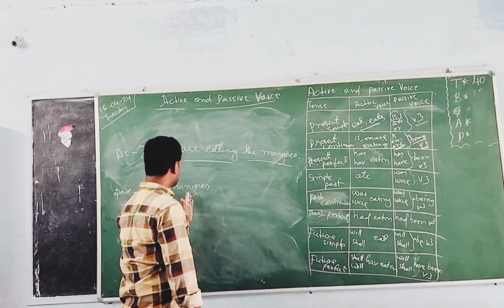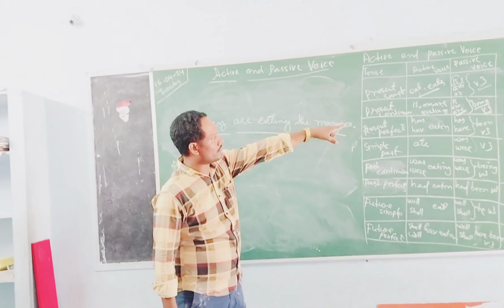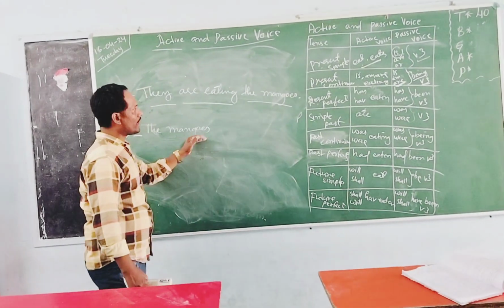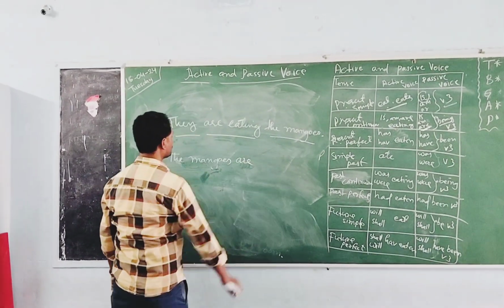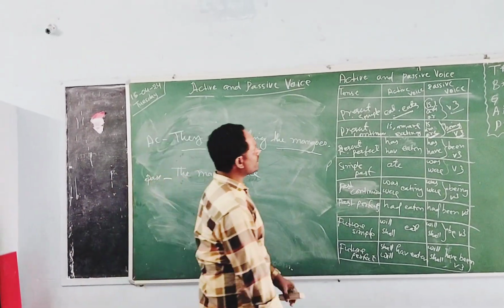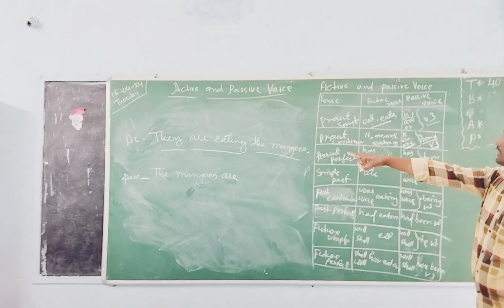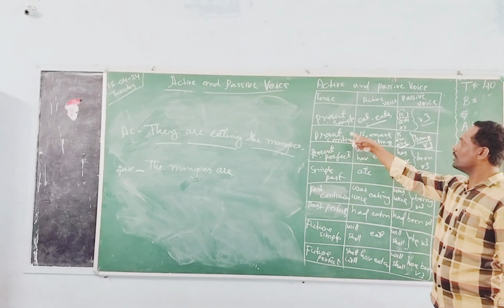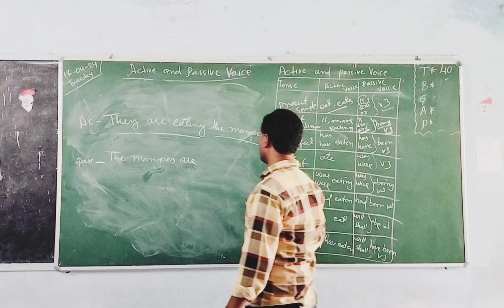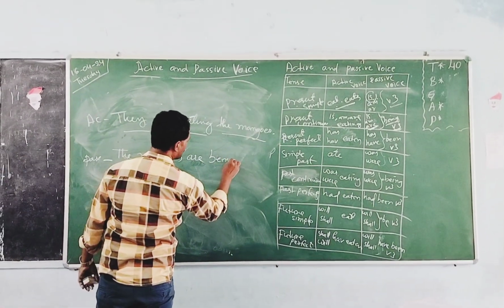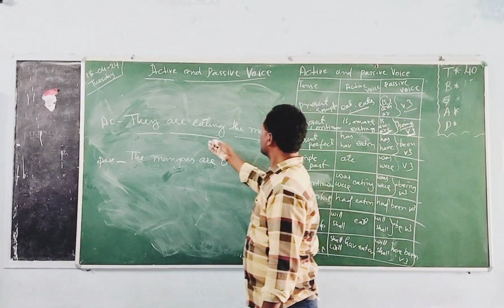We have to follow subject and helping verb agreement. If the subject is singular, take a singular helping verb. If the subject is plural, take a plural helping verb. So the mangoes are. What comes after the helping verb? Being. Present continuous. Now look at the example: they are eating the mangoes. The sentence belongs to present continuous, so being will come after. Mangoes are being. What is the verb 3? Eating, verb 3.